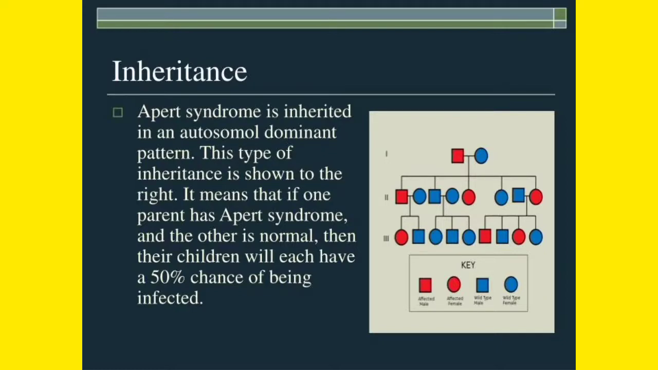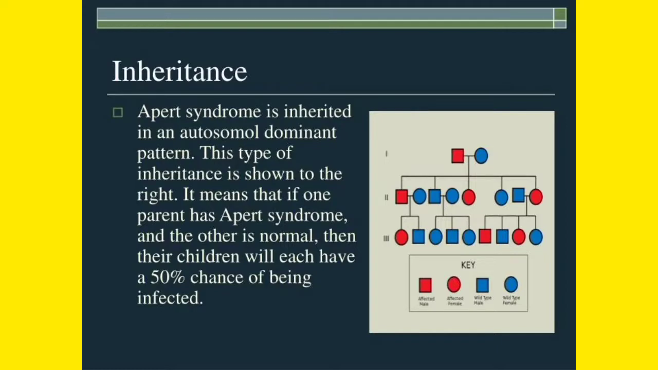You can look at this picture. Apert syndrome is basically inherited in autosomal dominant pattern, and you can look at the pedigree. Every generation is having the syndrome, so it is a dominant disease. Every generation is having the disease, and it is autosomal, it is not sex linked, so you can understand this thing. This type of inheritance is shown on the right side. You can see how this is transferred.